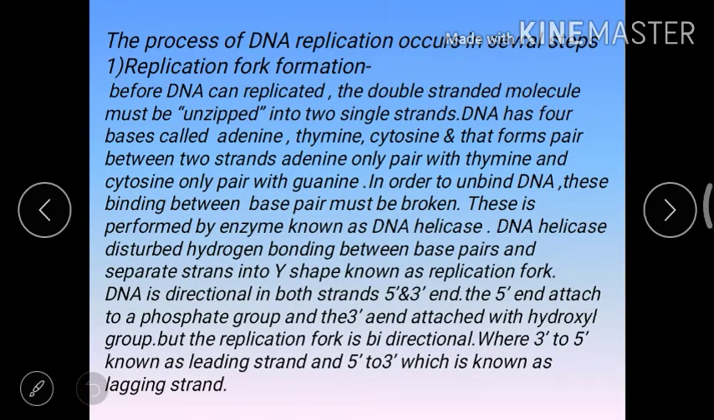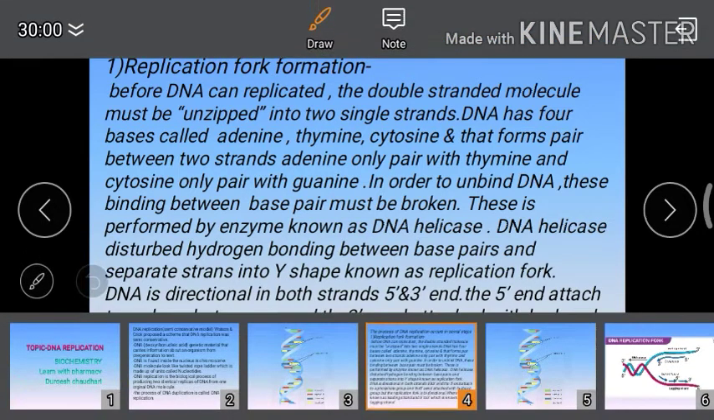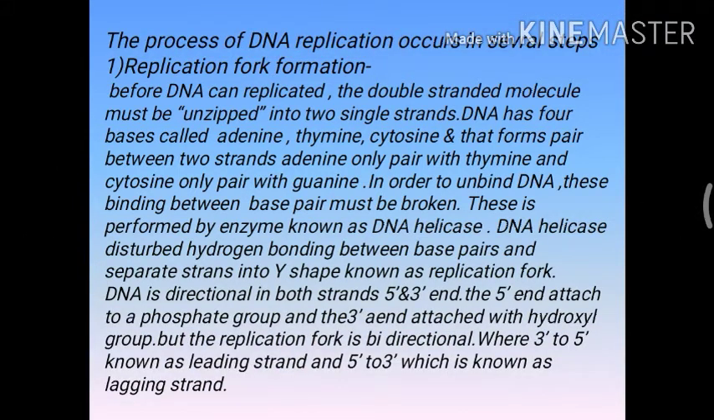So this binding between base pairs must be broken to separate the DNA molecule. This is performed by the enzyme DNA helicase. So what is the role of DNA helicase? DNA helicase disrupts the hydrogen bonding between base pairs and separates the strands into a Y shape. This is known as replication fork formation.